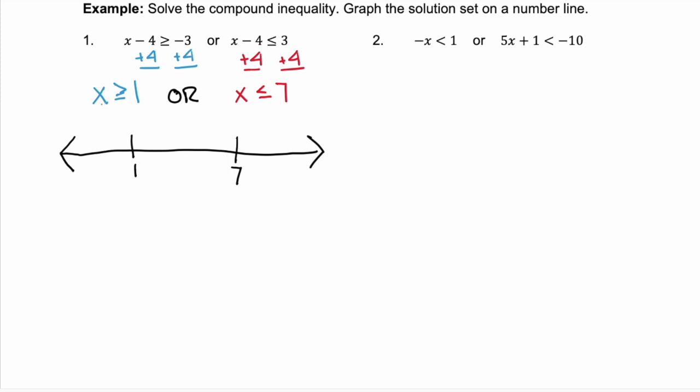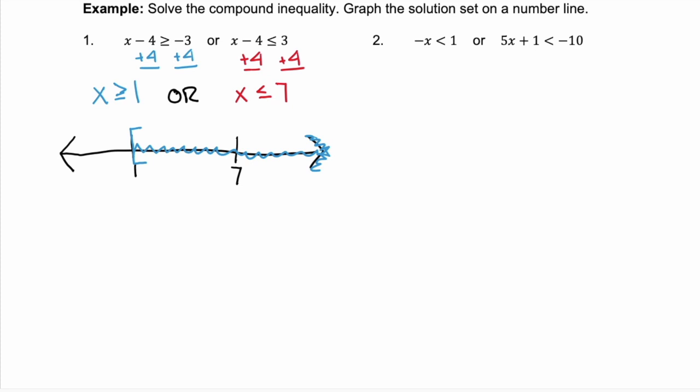So my blue inequality, x is greater than or equal to 1. The nice thing about inequality is if you have your variable on the left and then the inequality and then the number, the inequality sign points the direction you need to shade. So this one's saying we're going to shade to the right because it's pointing to the right of 1. So our blue inequality goes to the right. And because it's a weak inequality, greater than or equal to, we need a bracket there at the 1.